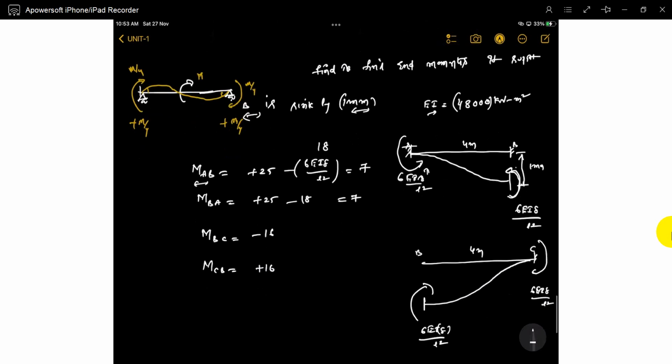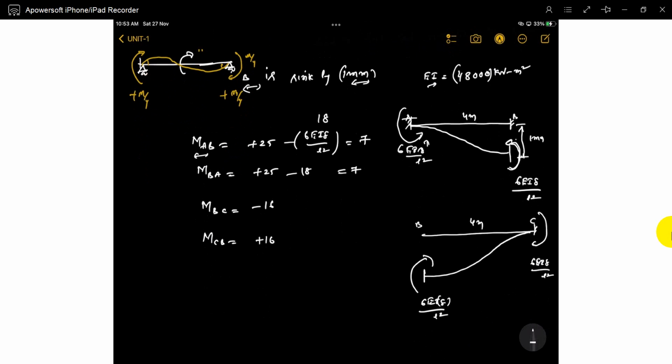Here if you see, for the BC, it is clockwise. Clockwise you will get plus. This value is also the same 18 because the length is the same. If length changes, you will get a different value. So it is plus 18. What is this value? This value is plus 2. This value is plus 34. You will directly take those values as the fixed end moments developed by the support settlements.